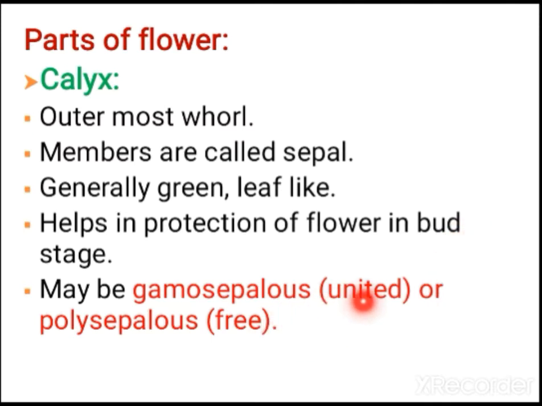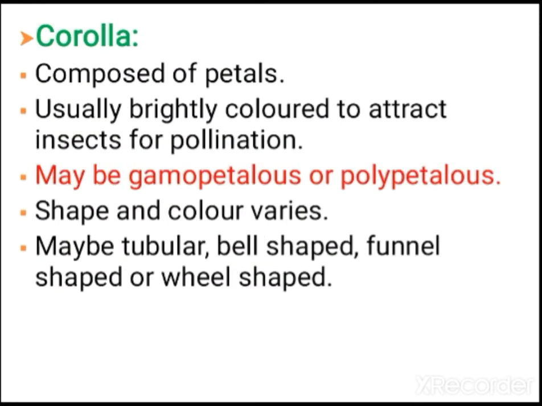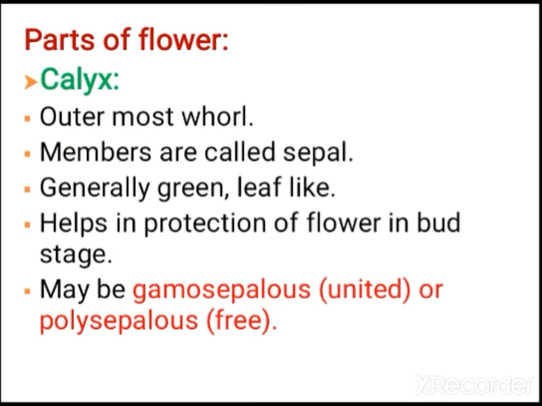When you observe the calyx carefully, it can be united, which you call gamosepalous. If it is free, you call that polysepalous. You see the diagram here. One datura flower is there. Can you observe? Here the green colored portion is the sepal. It is united. So here the sepals are united and the petals are also united. In the hibiscus flower, the sepals are united, but the petals are separate. When you pluck them, the petals come out separately. Accordingly, the petals and sepals can either be united or free.